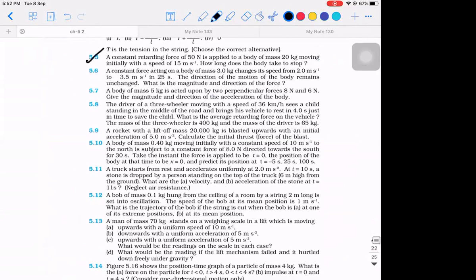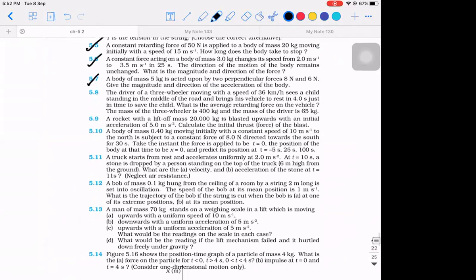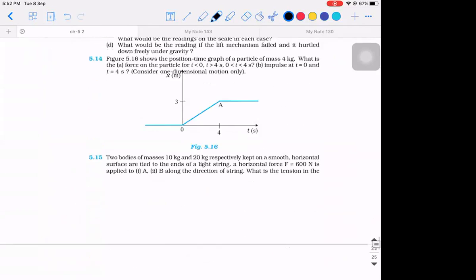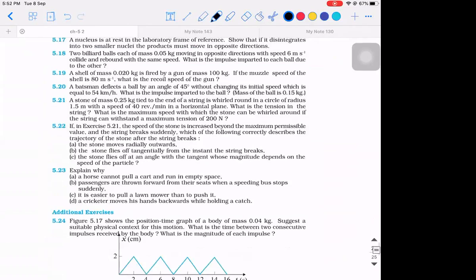Then exercise problems 5.5, 5.6, 5.7. So these are all the problems you can try. These are all very simple. In tomorrow's class, I'll complete this chapter.